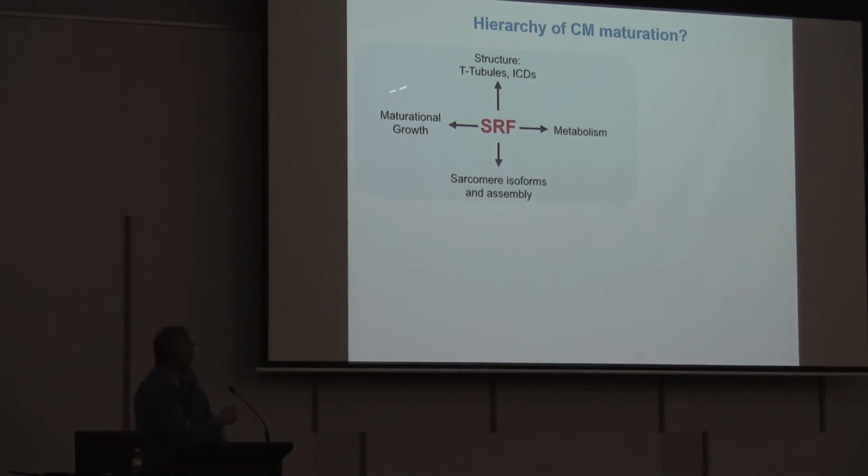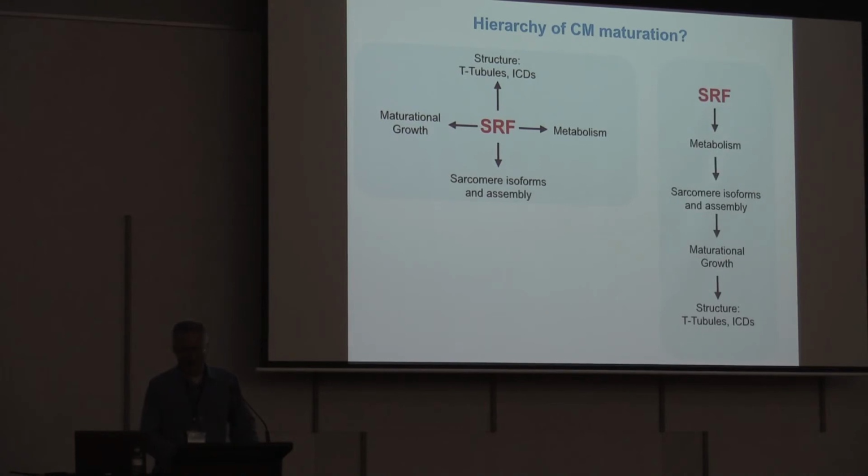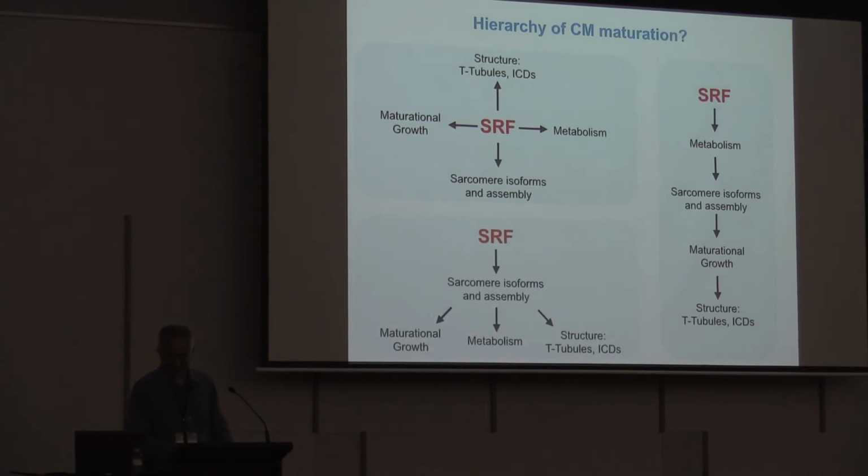So returning to this picture about cardiomyocyte maturation, now we have SRF as a key regulatory factor, but we're interested in understanding the relationship of these different aspects of maturation. For example, are they linearly associated with each other in a pathway like this, or maybe in a bifurcating pathway like this? We'd like to understand if there's a hierarchy of the regulation of maturation. So again, we use this somatic mutagenesis system to systematically mutate genes that are related to each of these phenotypes.